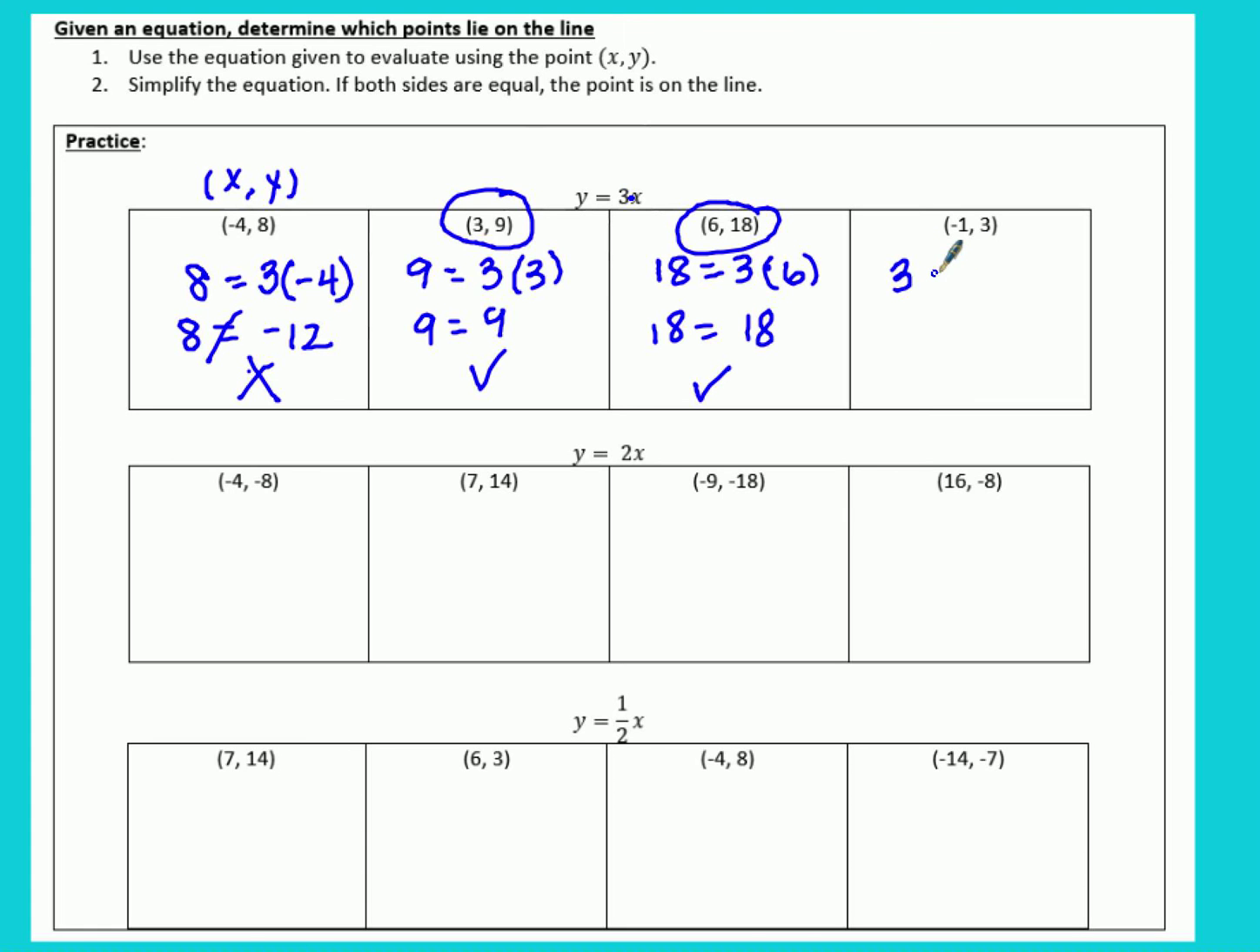Testing our last point, we have 3 as our y value. 3 is in the equation, and we're multiplying our x is -1. 3 equals -3 is not a true statement, so this will not be a point on our line. So only these 2 points would be on the actual line of this graph y equals 3x if we put it on a coordinate grid. So if you think you understand, go ahead and pause the video and try these last 2 examples on your own, circling the points that are on the line and putting an X on the ones that are not.